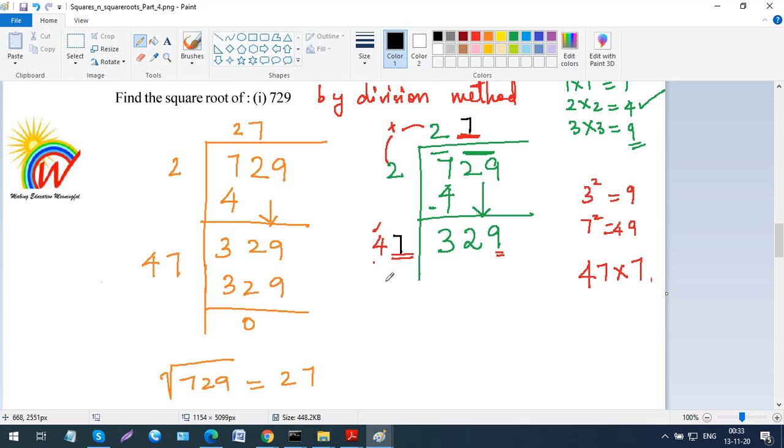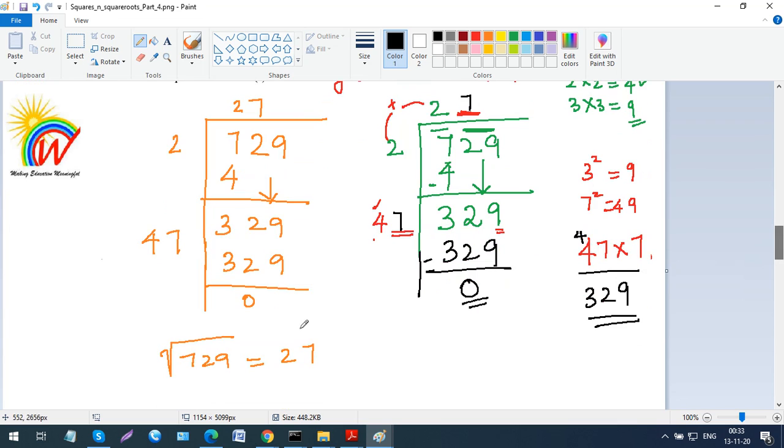So now I'll multiply 47 into 7. 7 7's are 49. 7 4's are 28, 29, 30, 31, 32. So I'm getting this, 3 2 9. Now if you subtract it, you're getting 0. If you're getting 0 at the end, that means this 729 is a perfect square. The square root of 729 will be the number on top, that is 27. This is how you find it.